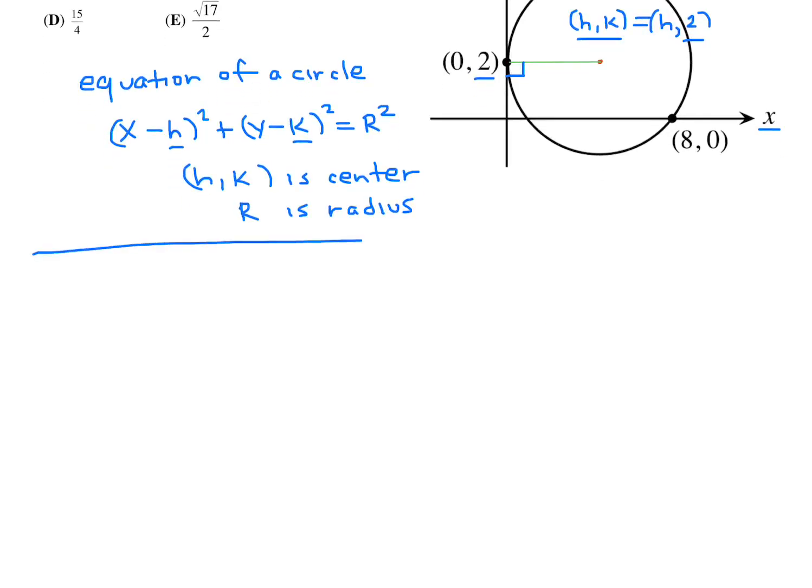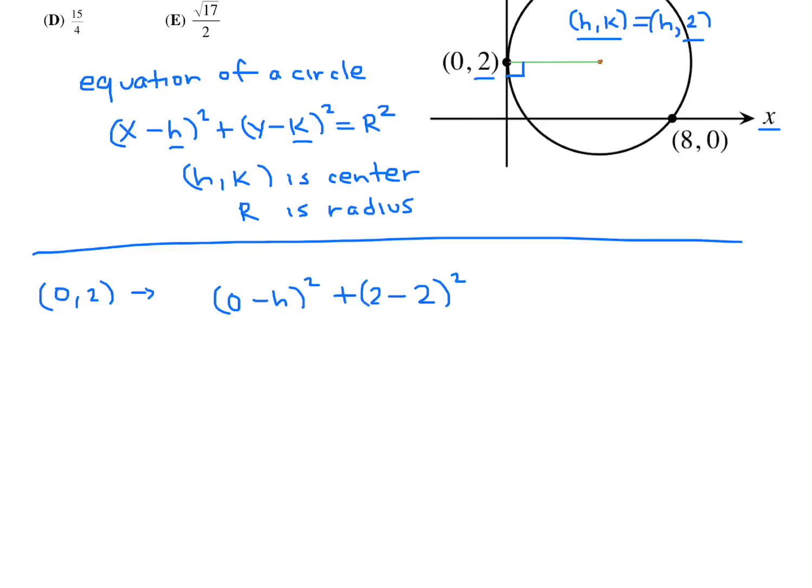So let's start plugging in that formula. We have 2 points that we know. We have this point and we have this point, like that. So here we go. Let's first plug in (0, 2). So we have (0 minus h) squared plus (2 minus k) squared, but k is 2, right? And that equals r squared. So this gives you h squared is equal to r squared. So h is equal to r. All right, that's pretty simple enough.